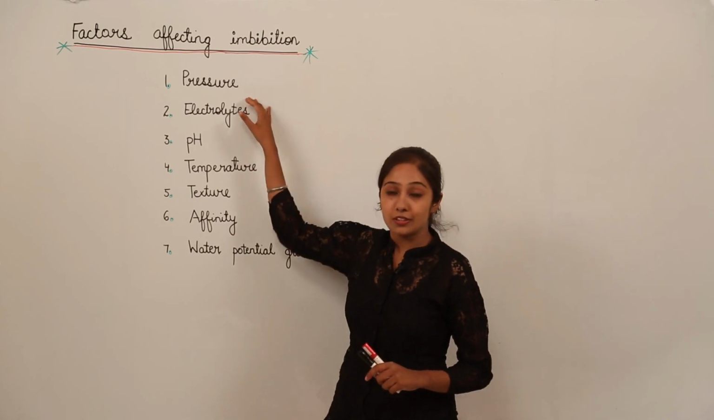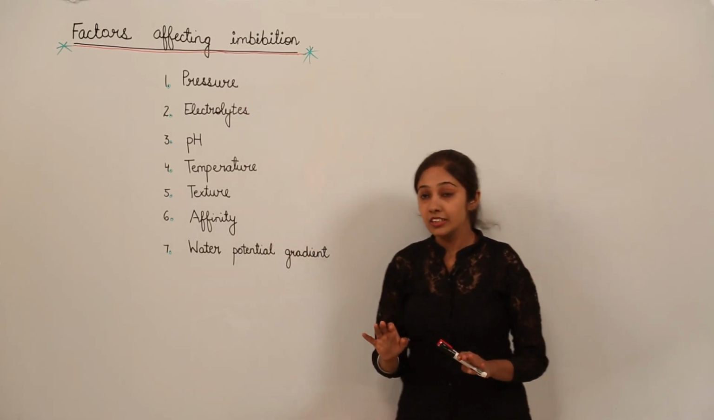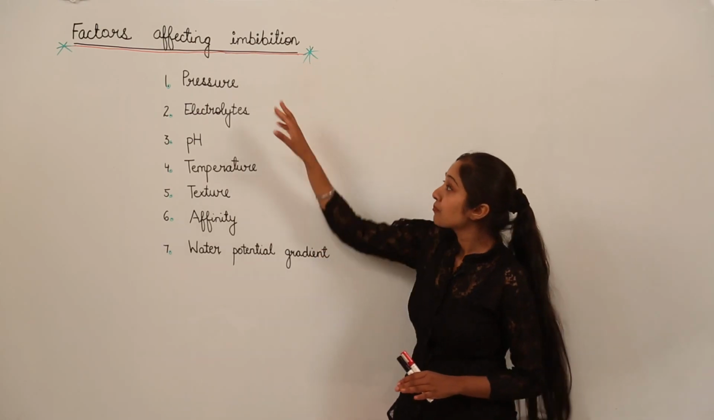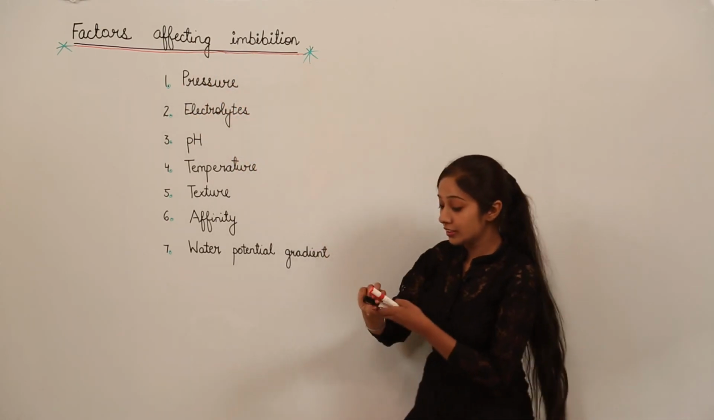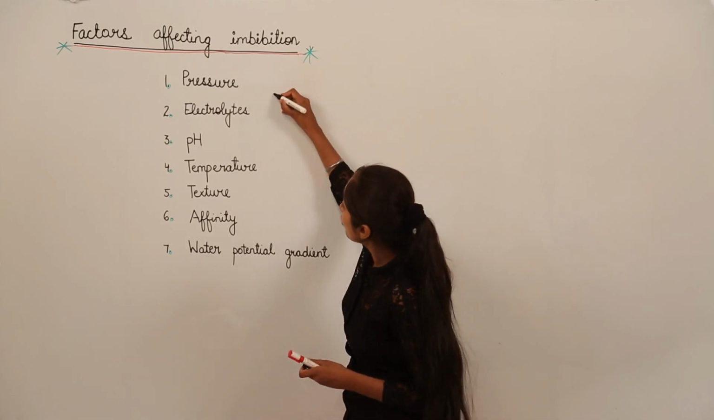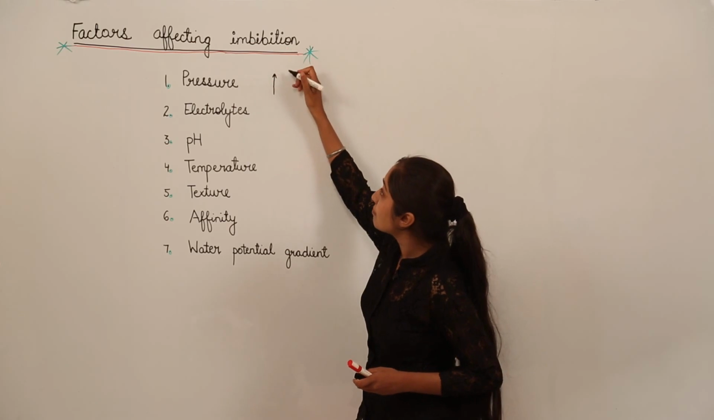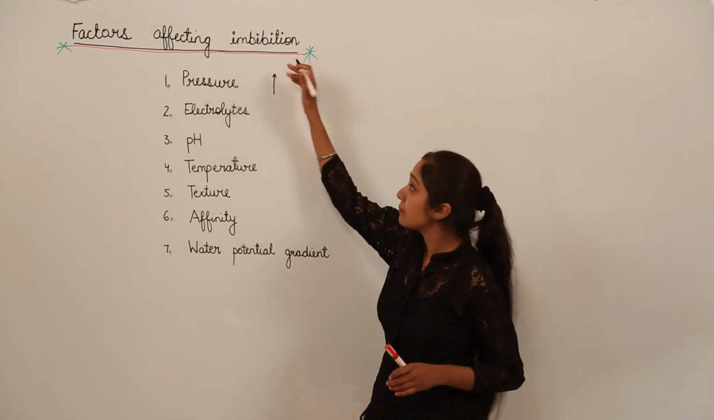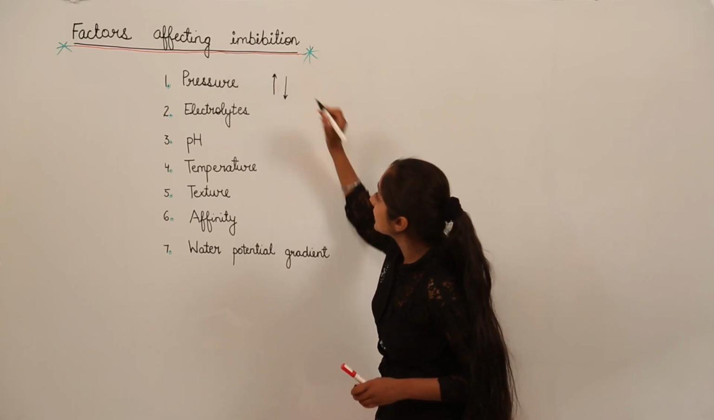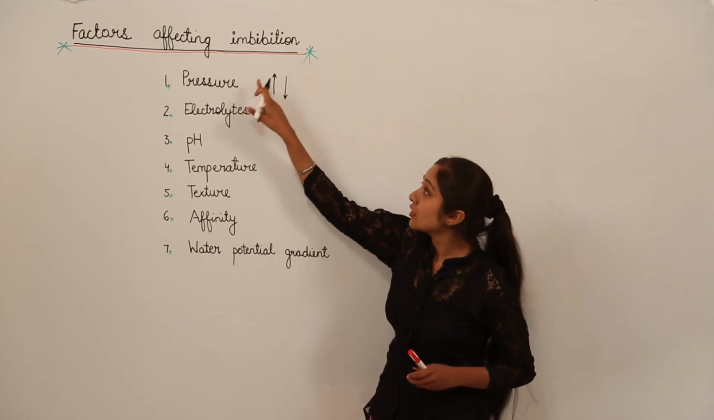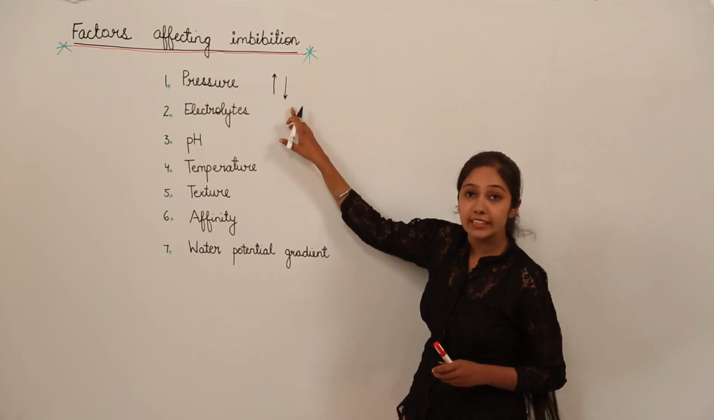Firstly, we have pressure. When you apply pressure, the rate of imbibition will decrease. Means by increasing the pressure, I am going to put an arrow for increasing the pressure, and the rate of imbibition is going to decrease. So this arrow is indicating that by increasing this pressure, the rate of imbibition is going to decrease.